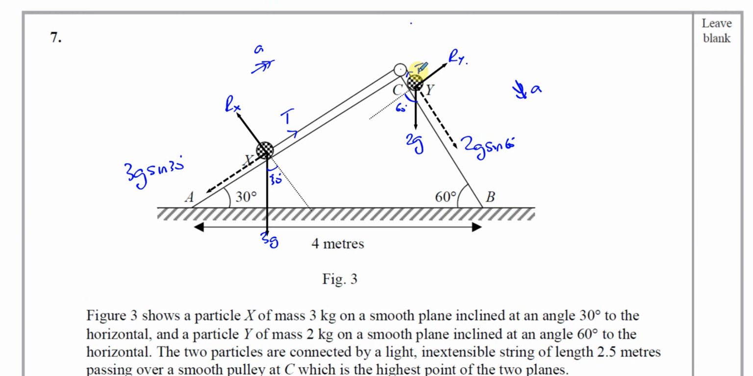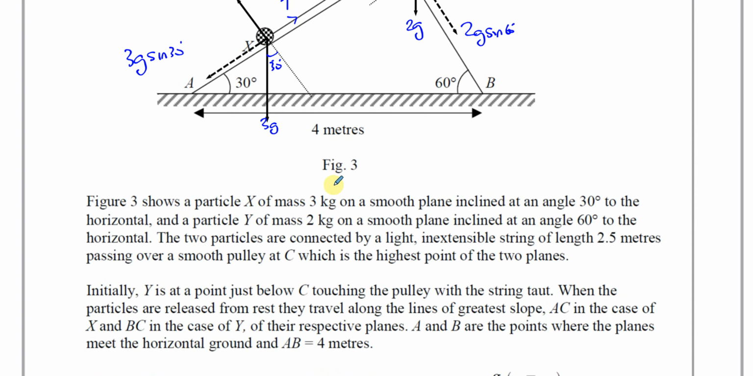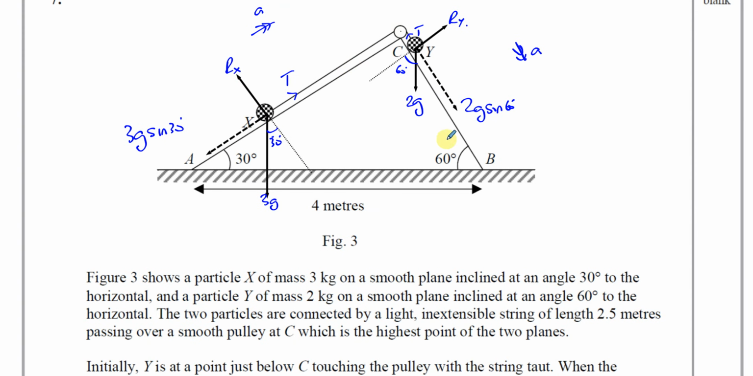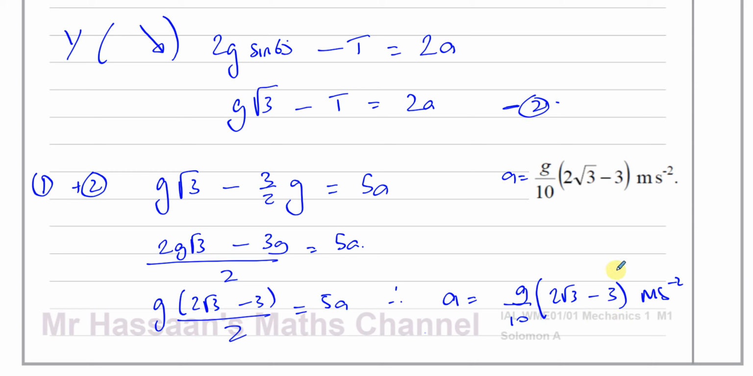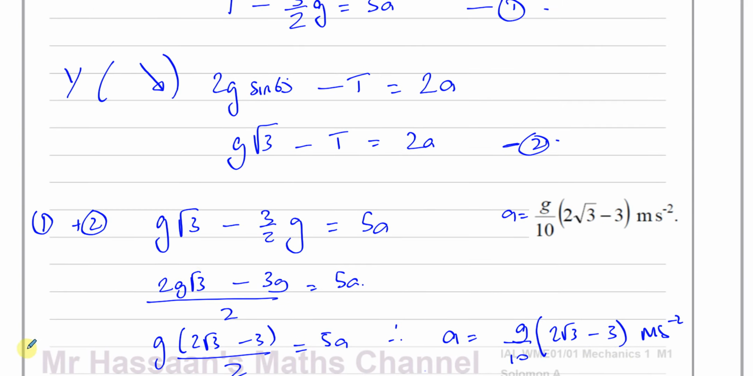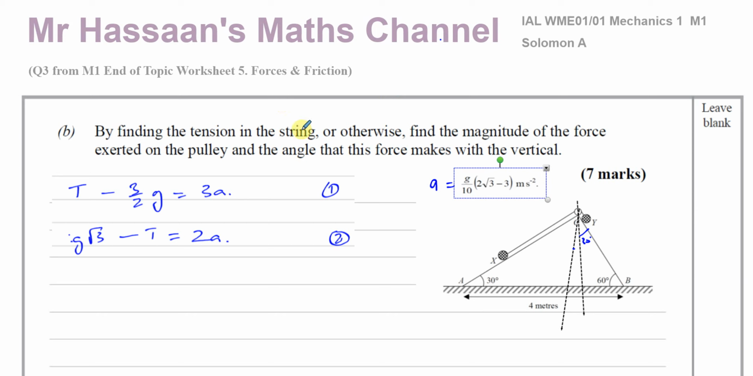Okay, so we didn't have to worry about the reaction forces. There's no friction here, so I don't need mu, so we don't use F equals mu R. So I didn't have to worry about R. I just needed to resolve the forces parallel to the direction of motion and use those equations of motion I found to find what a is, and show that it's what they asked us to show. So that's fine. Now for part B, it says, by finding the tension in the string or otherwise, find the magnitude of the force exerted on the pulley.